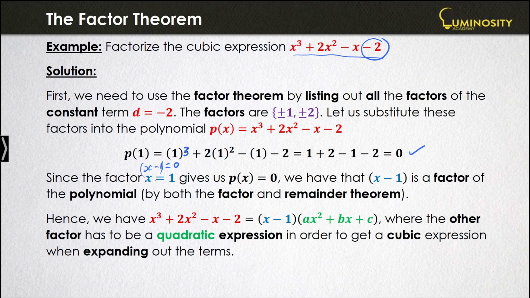Hence, x cubed plus 2x squared minus x minus 2 can be written as the factor x minus 1 times another polynomial q of x. We know that this polynomial needs to be a quadratic, because I have a linear term multiplied by a quadratic, and when that's expanded out, I'll get an x cubed term.